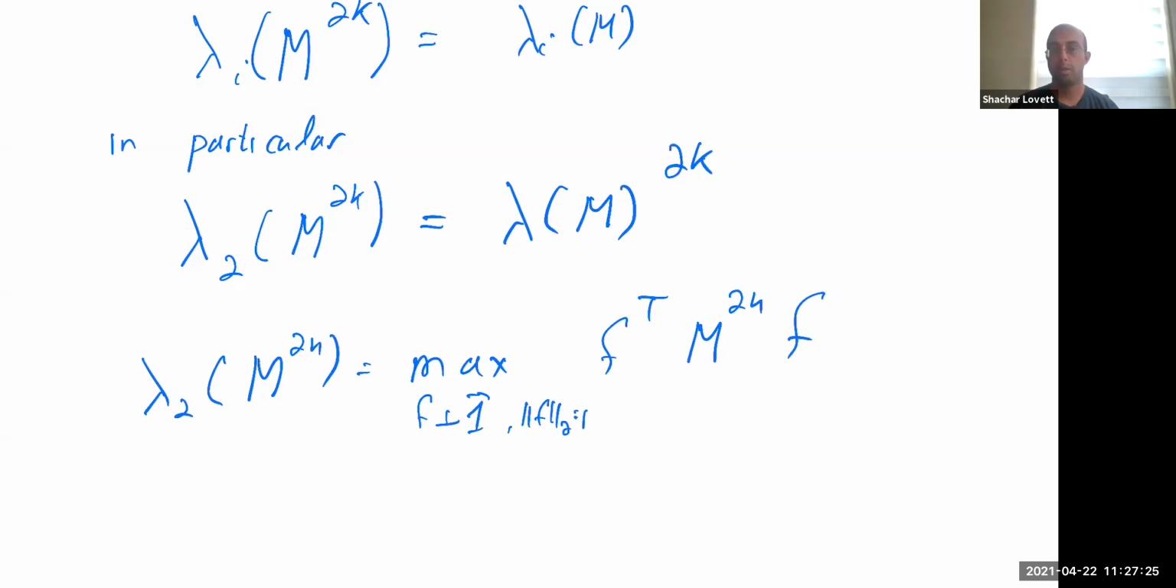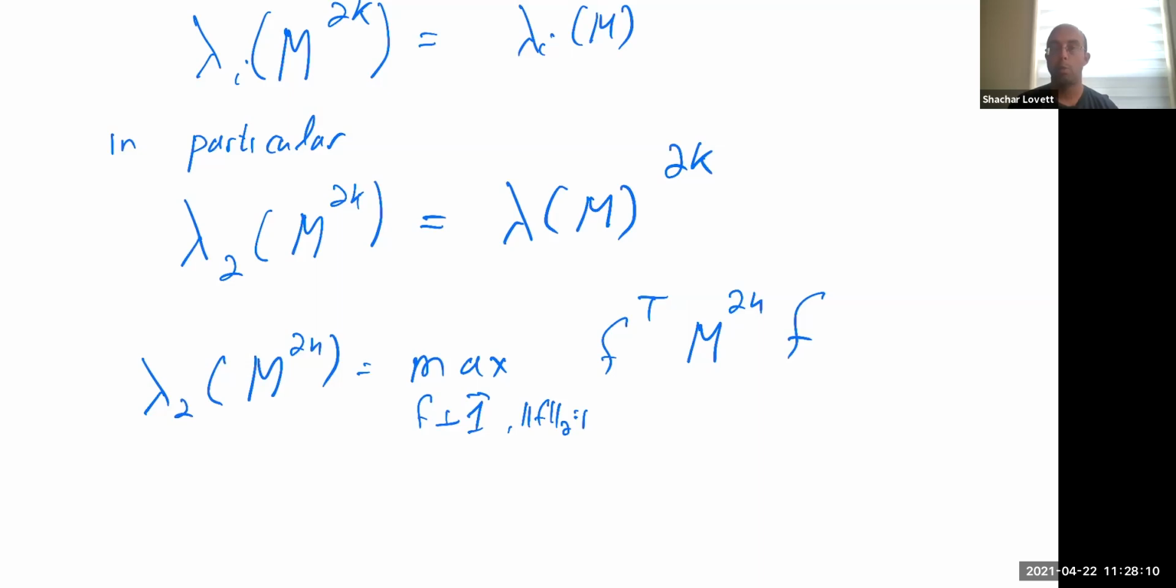So we've seen that for any matrix whose rows and columns sum to the same number, so that the all-ones vector is an eigenvector, the second eigenvalue is characterized by maximizing F transpose times the matrix times F over all the vectors orthogonal to the first eigenvector, which in this case is the all-ones vector. So we can use exactly the same characterization for M to the 2K. Since we're trying to prove a lower bound, what we should do is find a vector F where this is going to be big.